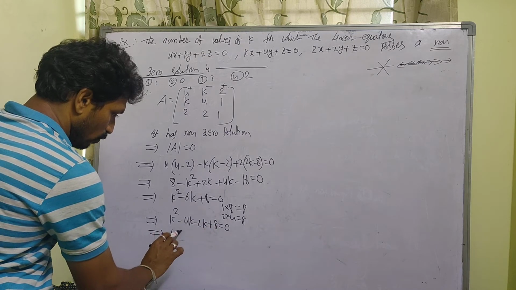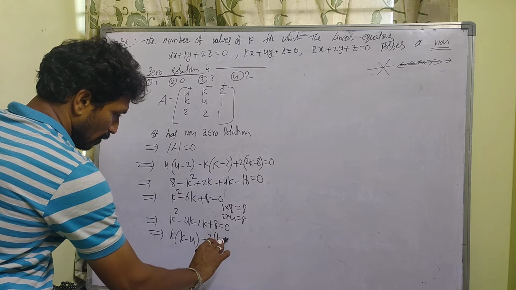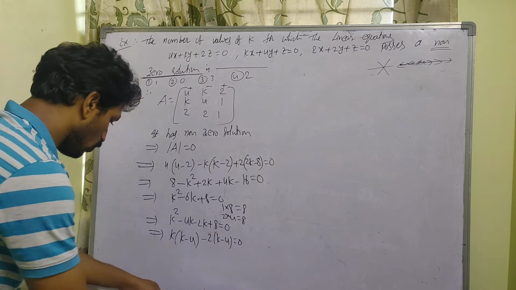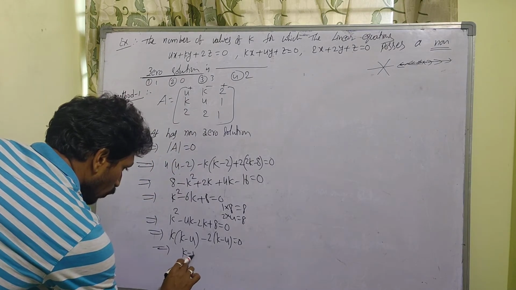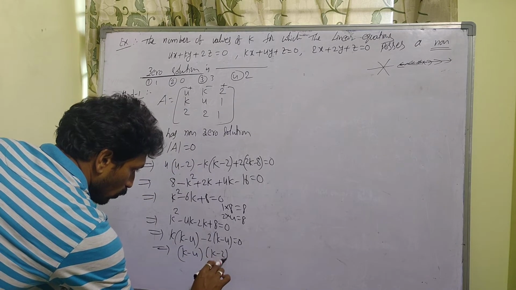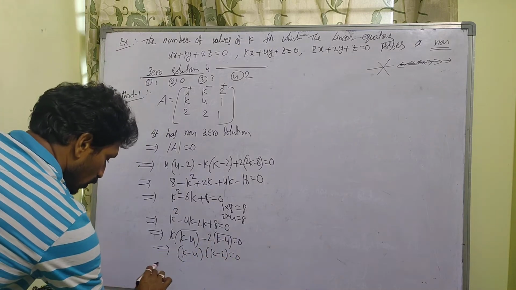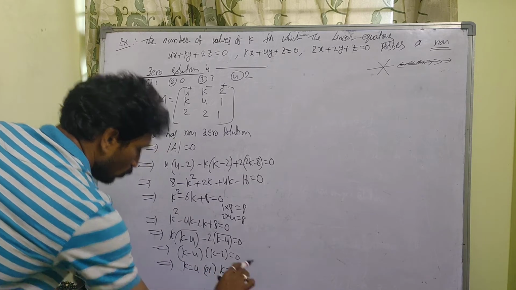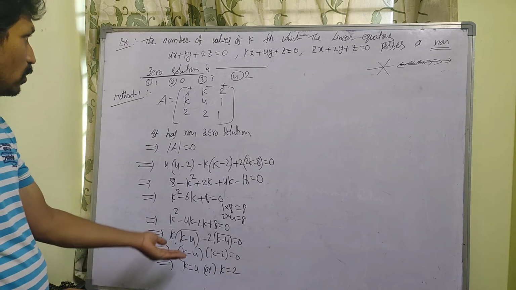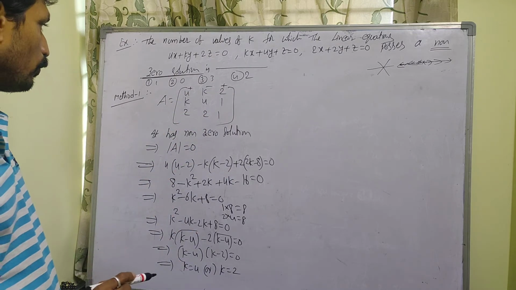So k common, what do you have? k minus 4. Minus 2 common, k minus 4 is equal to 0. Then what can you conclude here? Taking k minus 4 common, k minus 4 into k minus 2 is equal to 0. So this becomes either k is equal to 4 or k is equal to 2. So how many solutions? 2 solutions. So the option is 4.